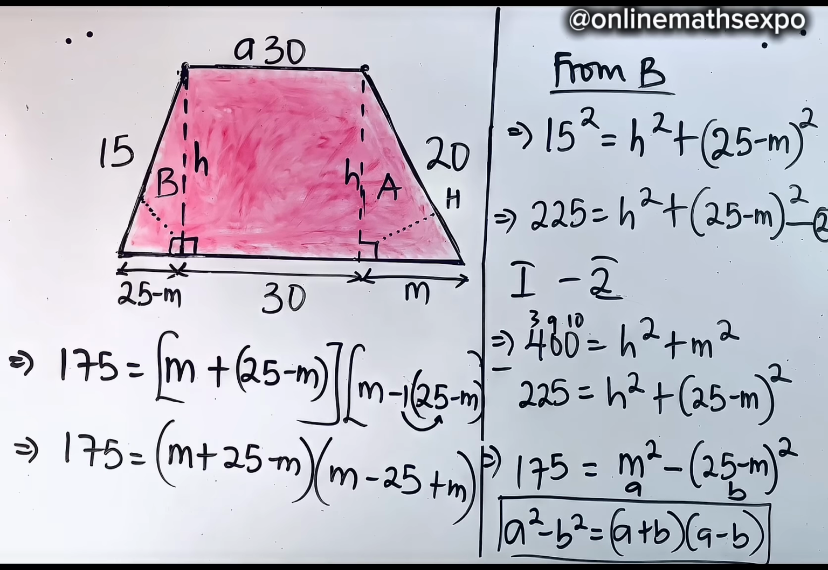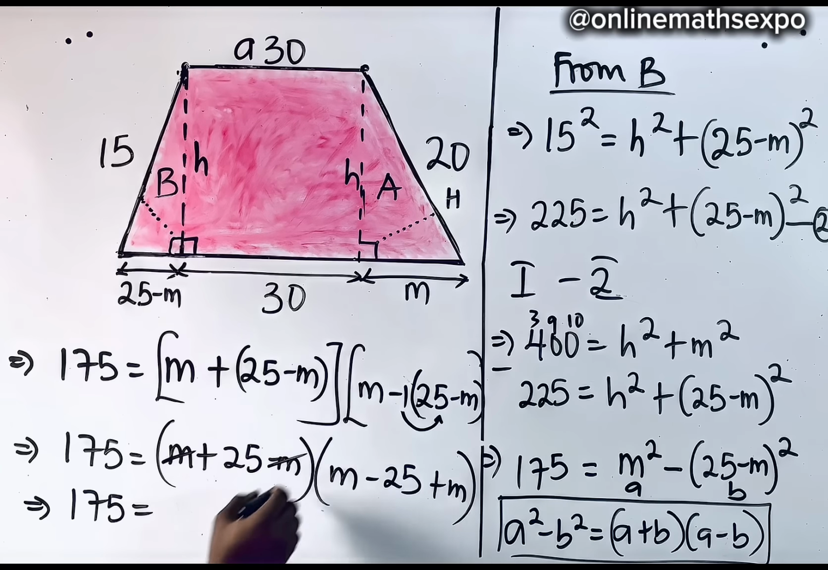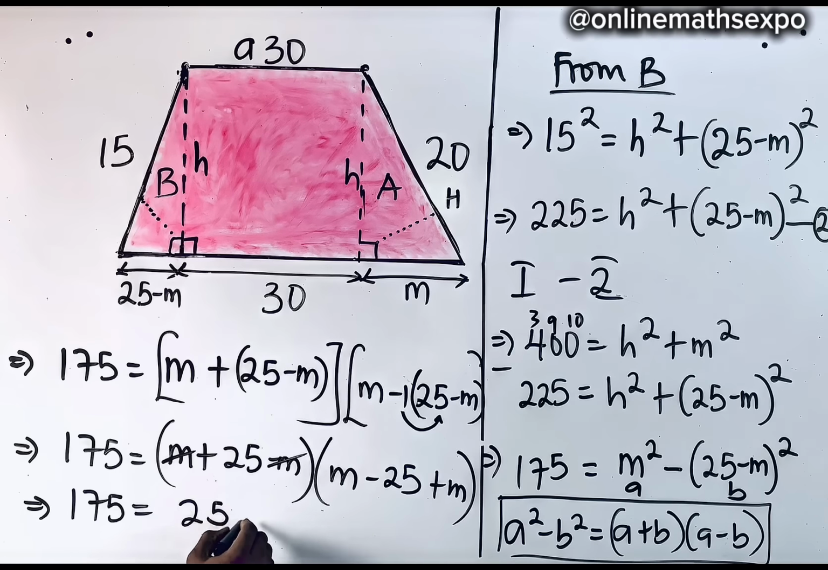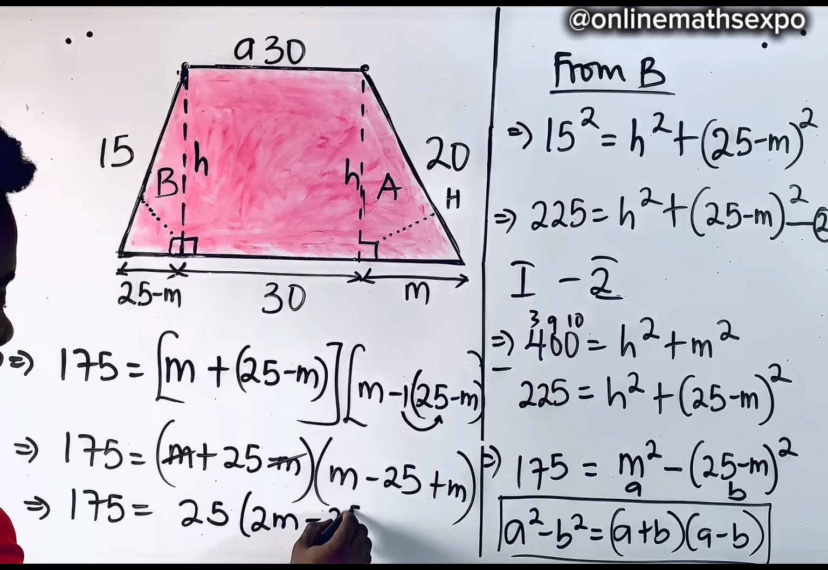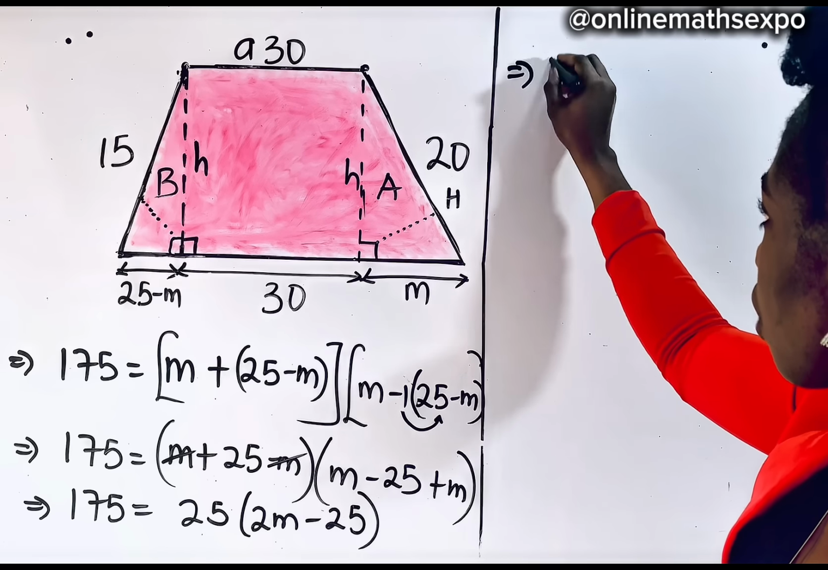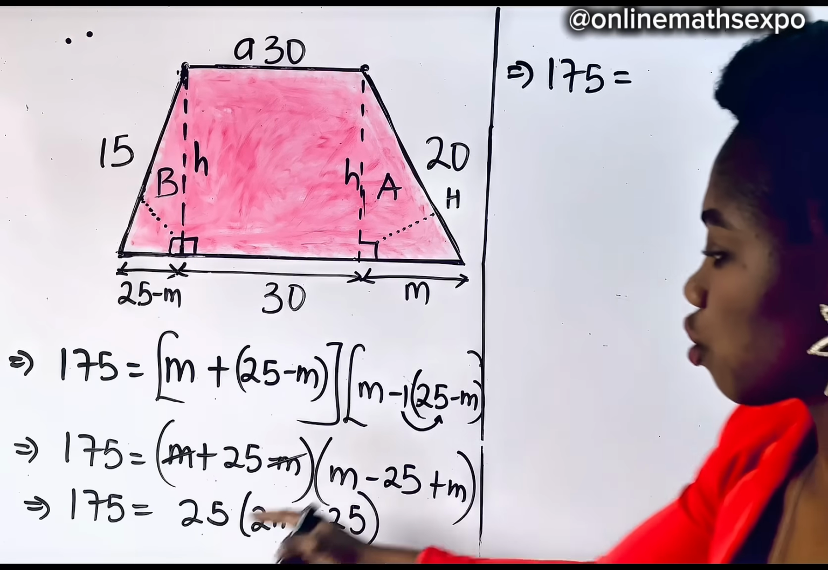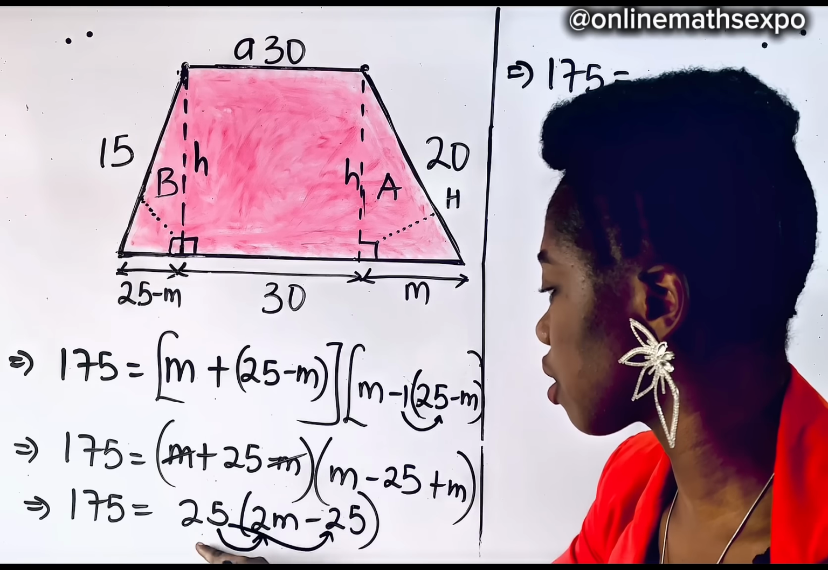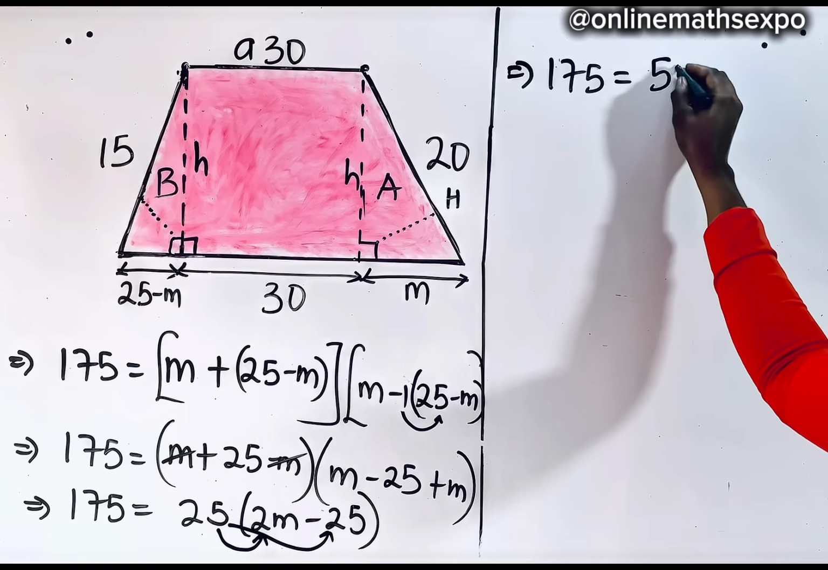So what do we do at this point? We keep simplifying, and that gives us 175 equals m minus m goes off, so we have 25. Then m plus m gives us 2m, so we have 25 times (2m minus 25). We keep simplifying. If we do that, we have 175 equals, using 25 to distribute, 25 times 2m gives us 50m.